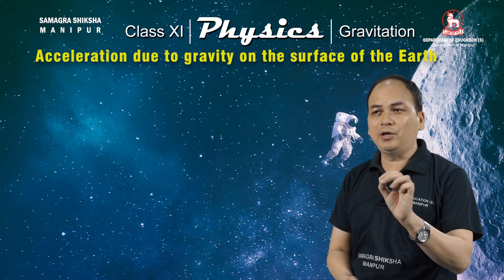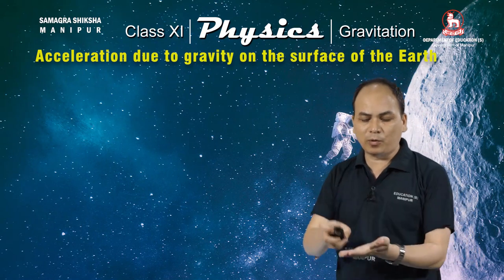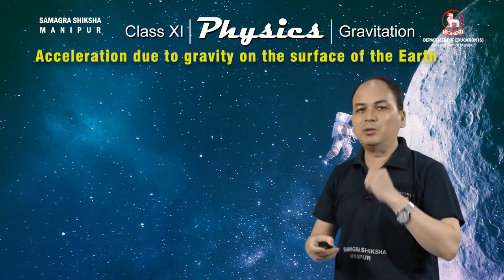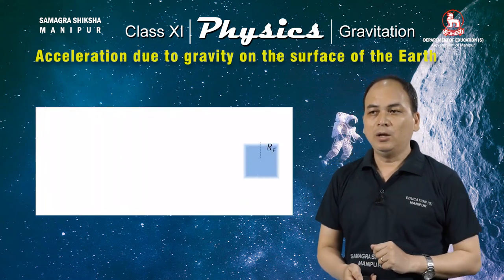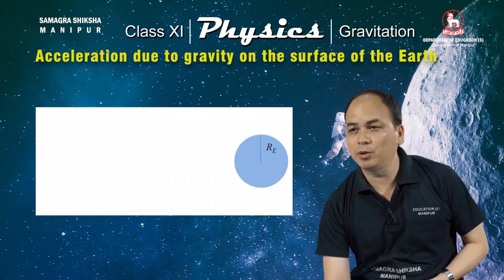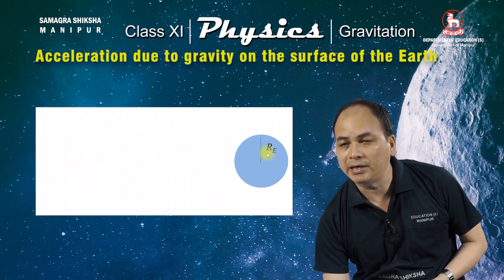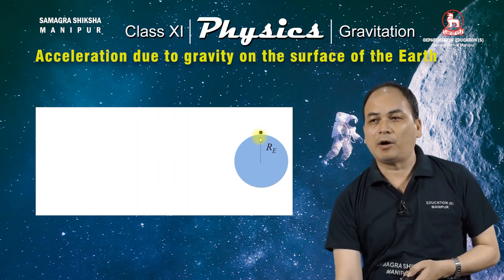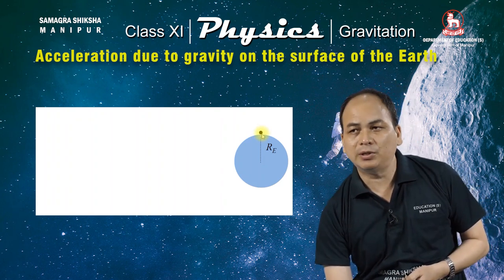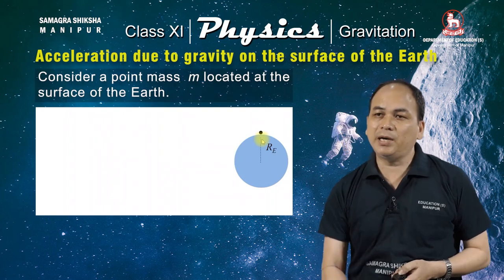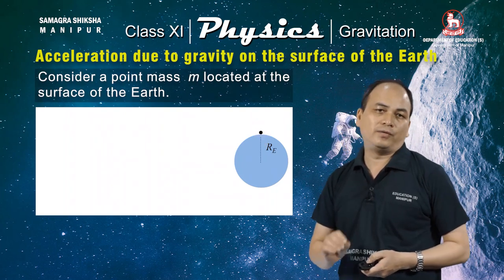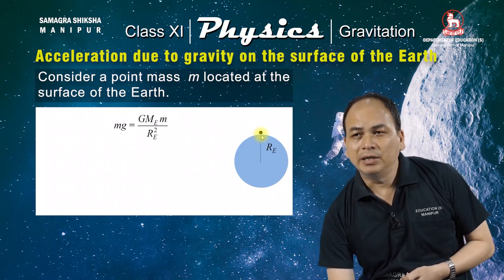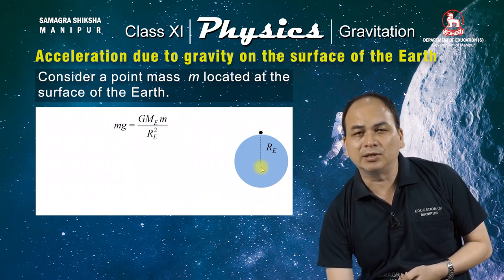Next, let us calculate the acceleration due to gravity on the surface of the earth. When an object is at the bottom, on the earth's surface, what is the value of g? Let the radius of the earth be R e. Consider a point mass m located at the center of the earth.